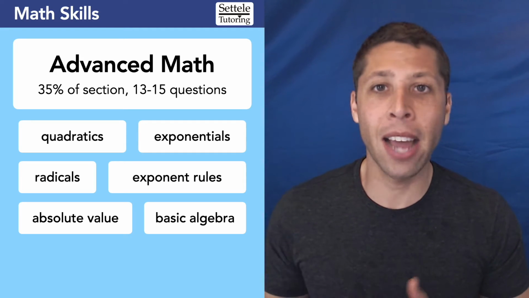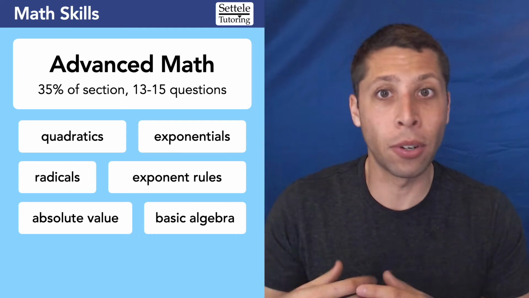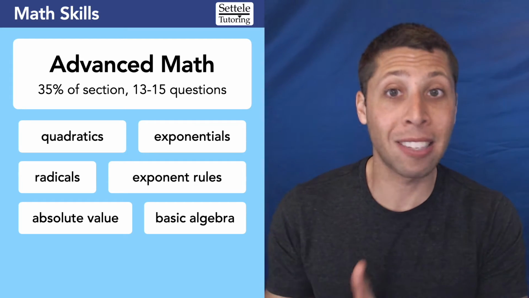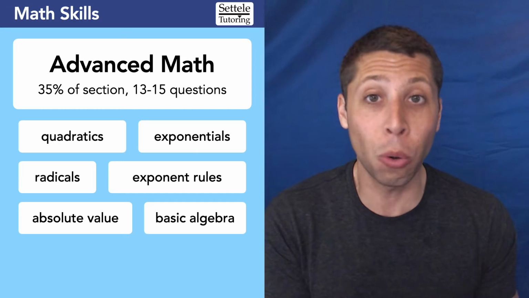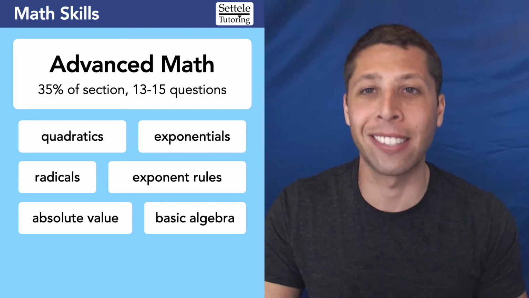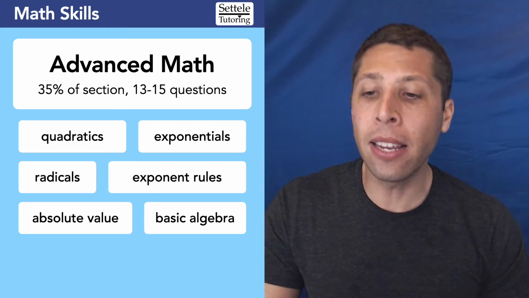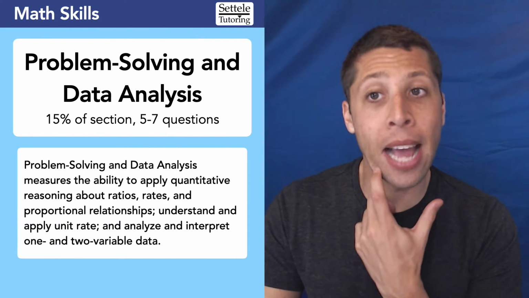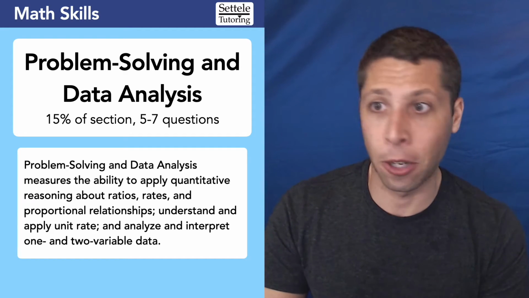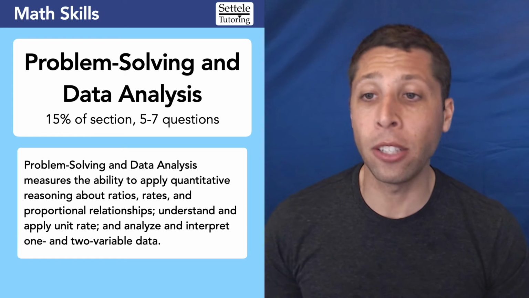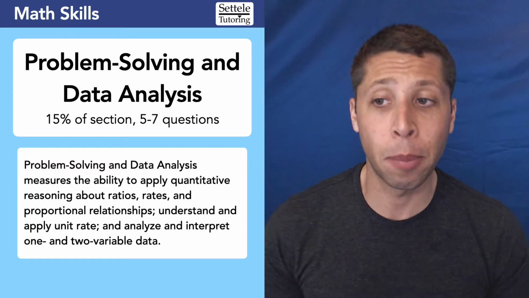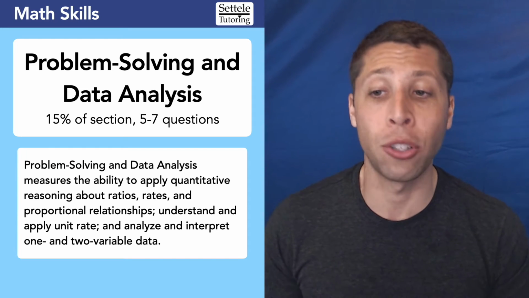But just like in the last category, this is also going to include different kinds of things. They might give you equations, they might give you graphs or stories. So whether they ask about a quadratic as an equation or as a story, that might impact how you answer the question. So I think that this is a category that is hard to really pin down. The next category, problem solving and data analysis, is also a little bit of a mixed bag. Here we've got a lot in this list here. Problem solving and data analysis measures the ability to apply quantitative reasoning about ratios, rates, and proportional relationships, understand and apply unit rate, and analyze and interpret one and two variable data.